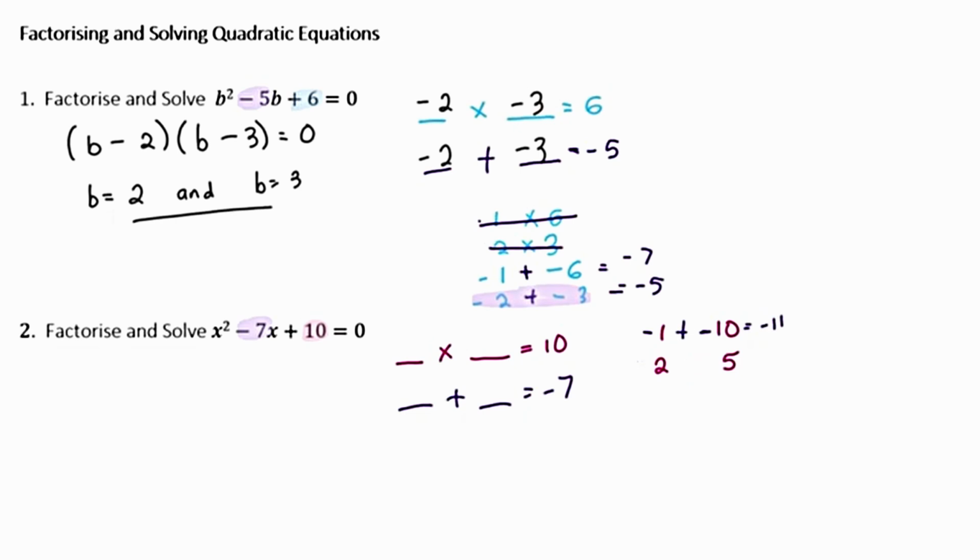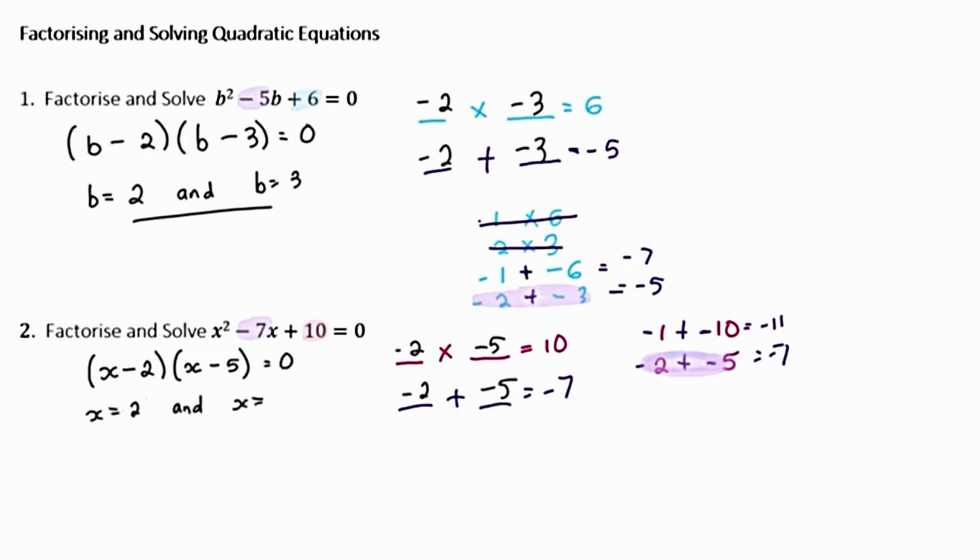But if we add this, that gives us negative 11. However, if we add negative 2 and negative 5, that gives us negative 7. So we will be using negative 2 and negative 5 because that multiplies to give us 10 and also adds to give us negative 7. So we can now factorize this as x minus 2 and x minus 5. This is now factorized and is equal to 0. So to solve it, x in the first bracket would have to be 2, and x for the second bracket would have to be 5.